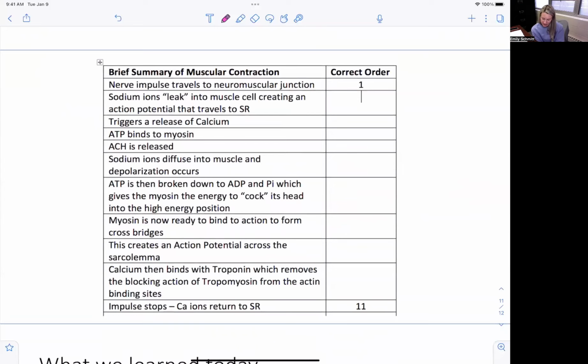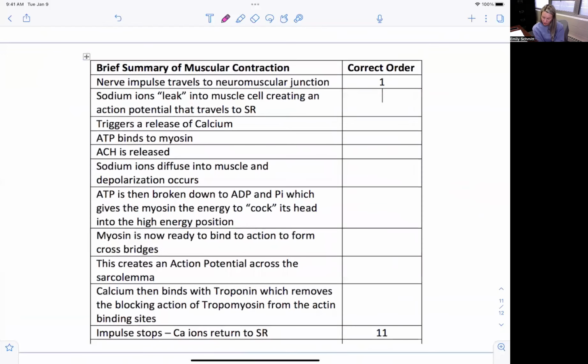So if you want to pause the video and do a check your understanding, I have provided this opportunity for you to put in the correct order, starting with the nerve impulse travels to the neuromuscular junction and ending with the impulse stopping. Go ahead and see if you can put these in the correct order to help check your knowledge for the summary and understanding of muscular contraction. So stop the video now and work on that.